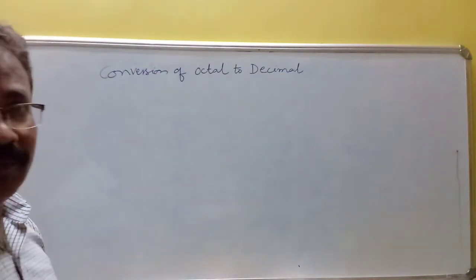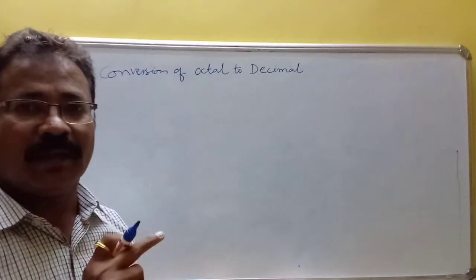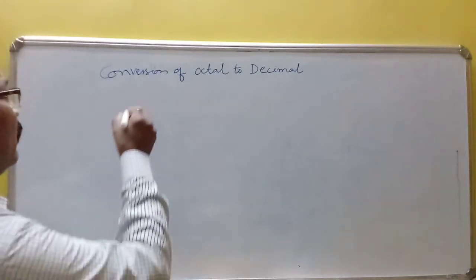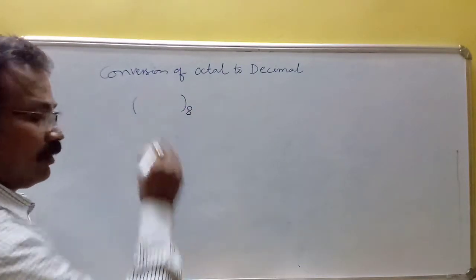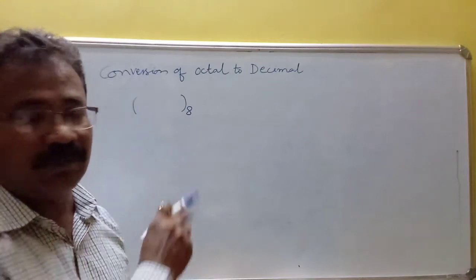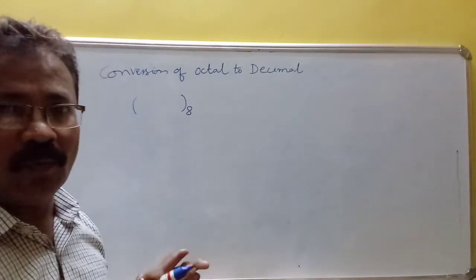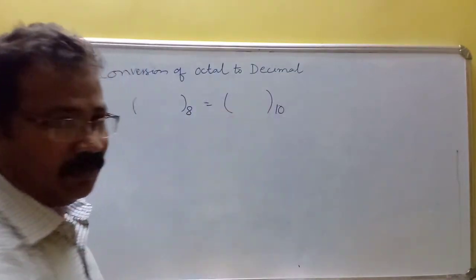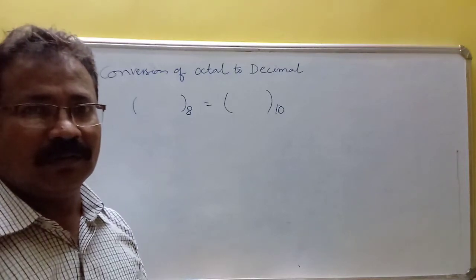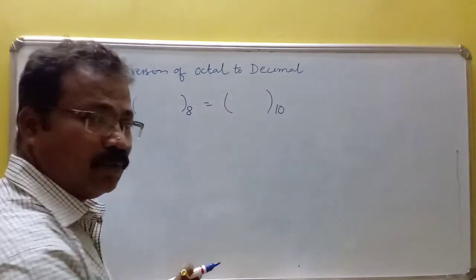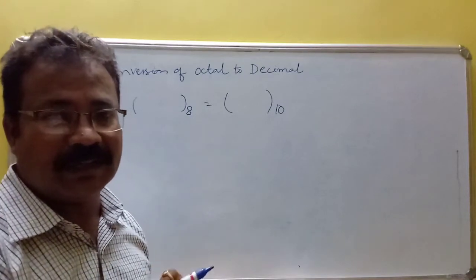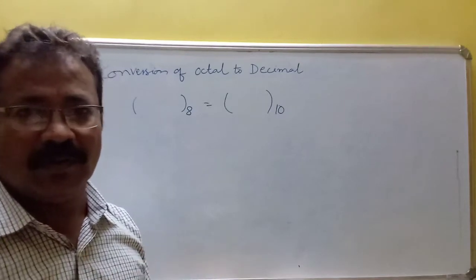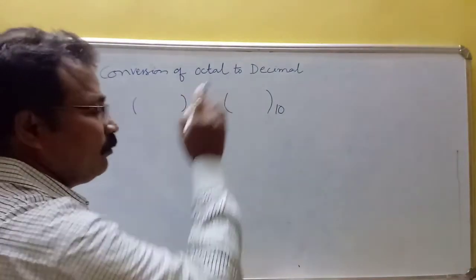We know that the octal number can be formed by using 8 digits, that is from 0 to 7, and hence the base of the octal number is 8. Now we want to convert this octal number into decimal number, which is formed by using the combination of 10 digits, that is 0 to 9. Let us take one example for this conversion, octal to decimal.